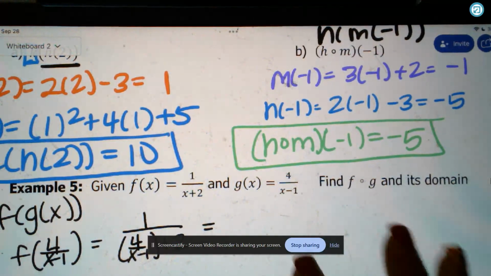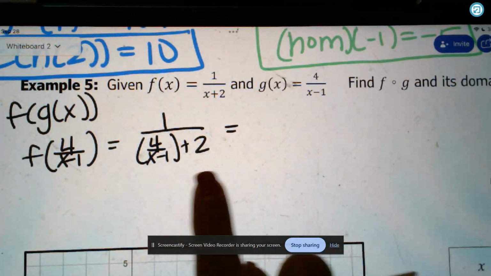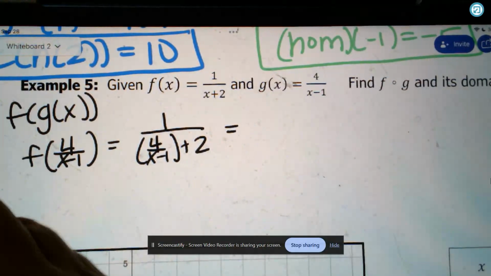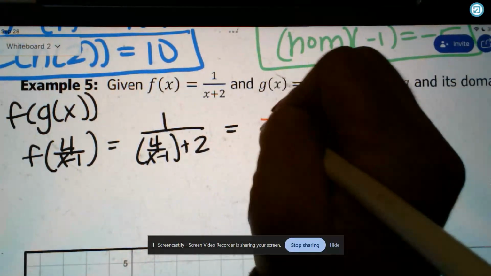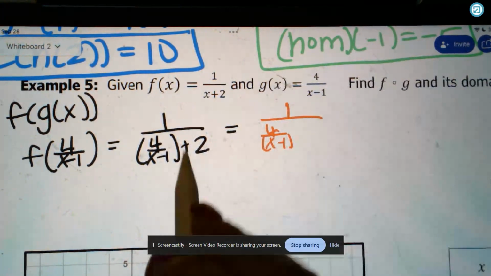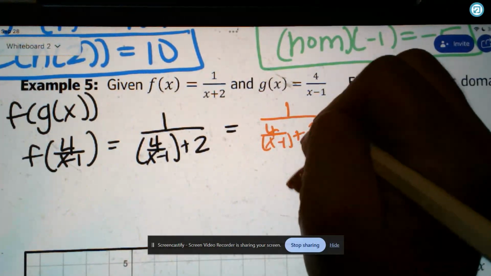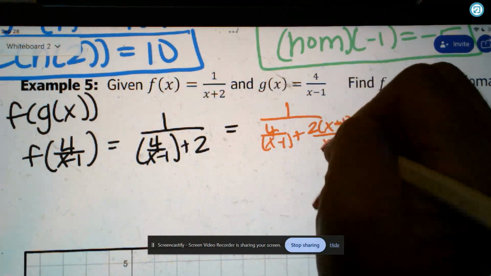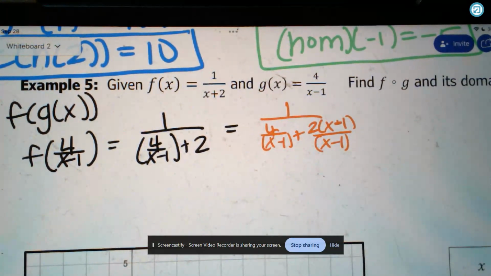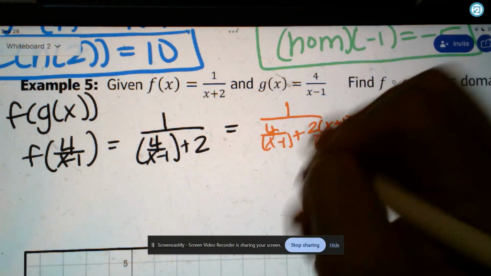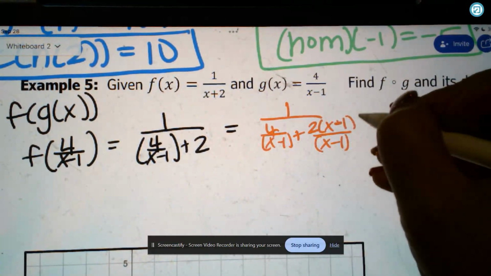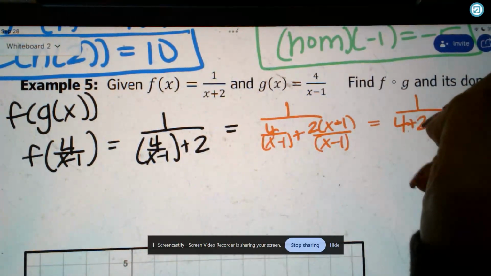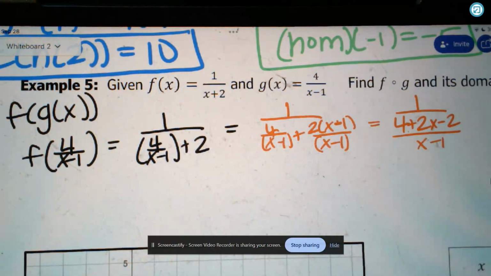All right, so common denominator on the bottom is going to be the x minus 1, just for the bottom fraction, okay? So if I do that, I'm going to have 1 over. Well, the 4 already has the x minus 1, so that one's going to stay 4 over x minus 1. But the 2 does not have the x minus 1, so I've got to multiply the top and the bottom by the x minus 1. All right, so now that we've got a common denominator here, we can leave the top still 1. So now we can do 4 plus 2x minus 2 over x minus 1.